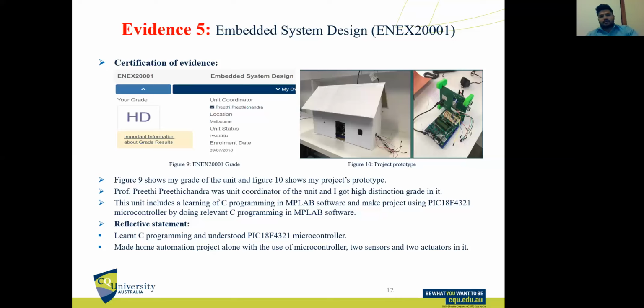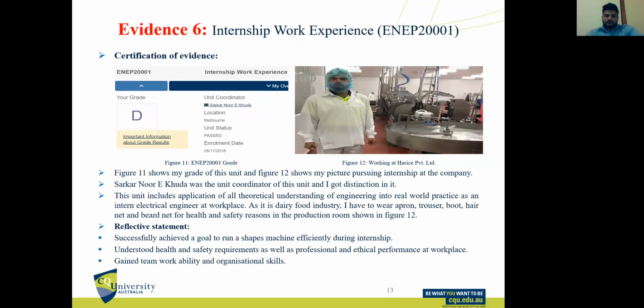Evidence 5 shows the embedded system design unit, in which I got a high distinction grade, and Professor Priti Chandra was my unit coordinator, as you can see in picture 9. Picture 10 shows a project prototype where I performed a home automation project alone, using microcontroller PIC 18F4321 and 2 sensors and 2 actuators.